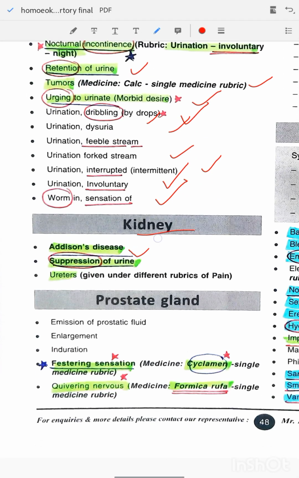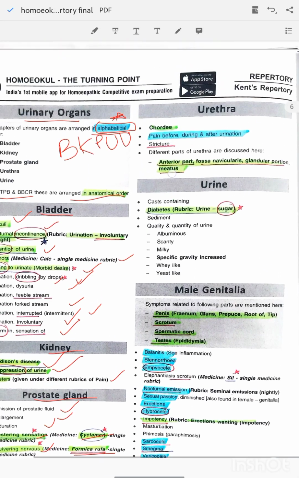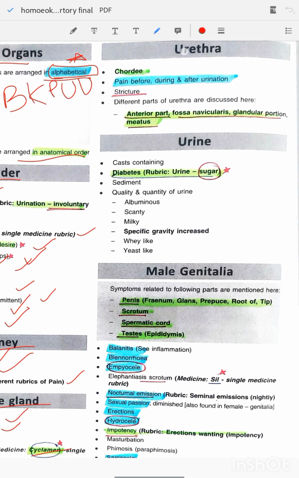In kidney, you will have Addison disease, suppression of urine and ureters. Prostate gland: emission of prostatic fluid, enlargement, induration and fenestrating sensation. There is only a single medicine, Cyclamen. Quivering nervous, you have only the medicine Formica rufa. In urethra, you have cordy, pain before, during and after urination, stricture, and different parts of urethra are discussed over here, as if anterior part, fossa navicularis, glandular portion and meatus. In urine, you have cast, diabetes, sediments, quantity and quality of urine such as albuminous, scanty, milky, if specific gravity is increased, if whey-like or yeast-like.